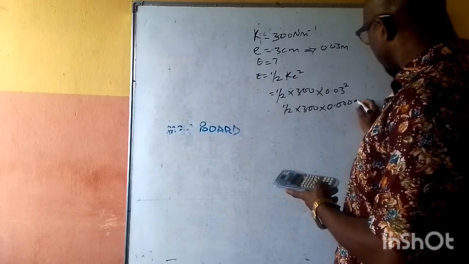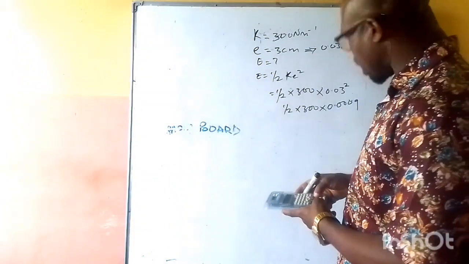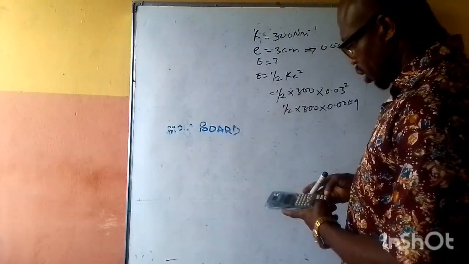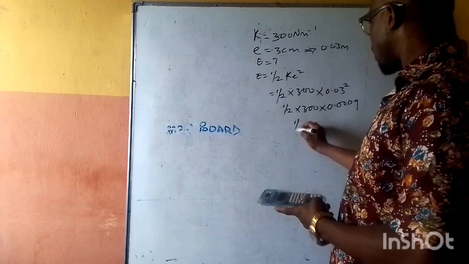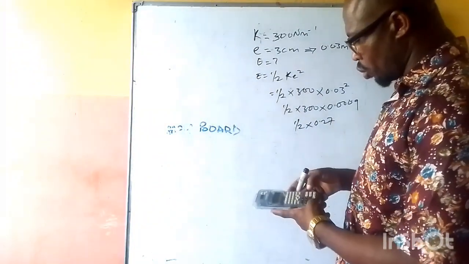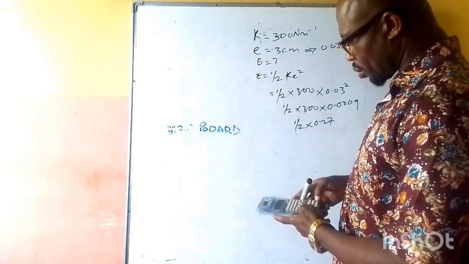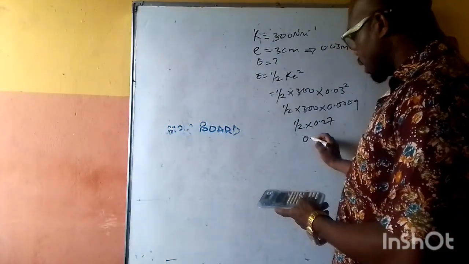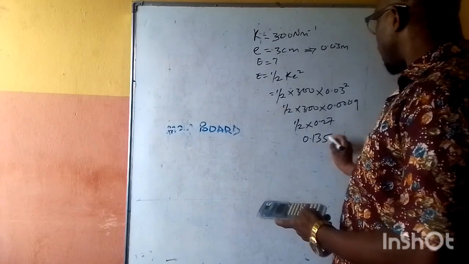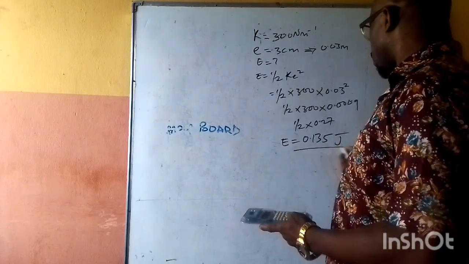0.03 squared will give us 0.0009. Now, this times 300 will give us half times 0.27. Now, half times 0.27 will give us 0.135. Now we have that in joules. So this is our energy stored.